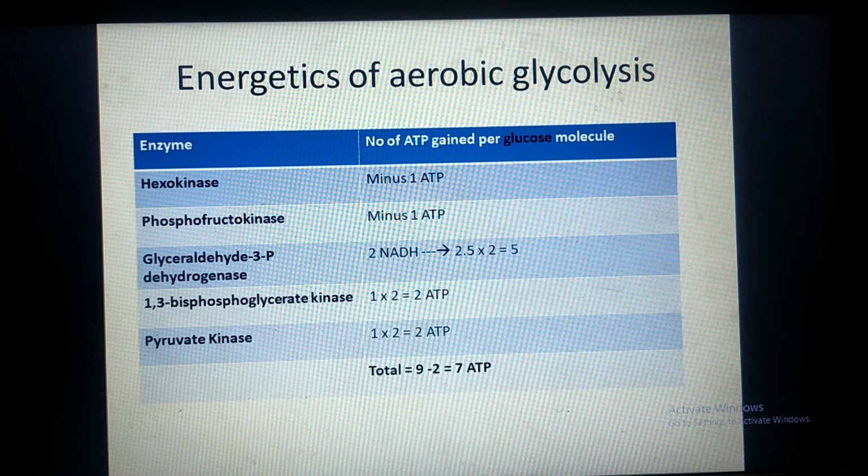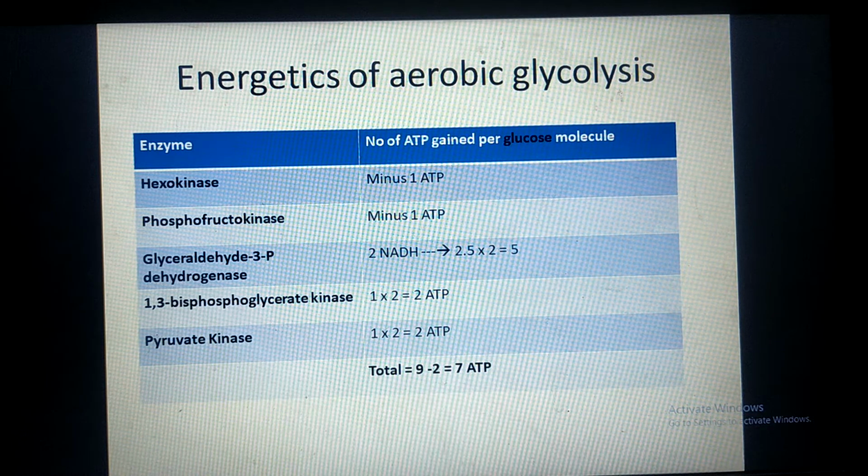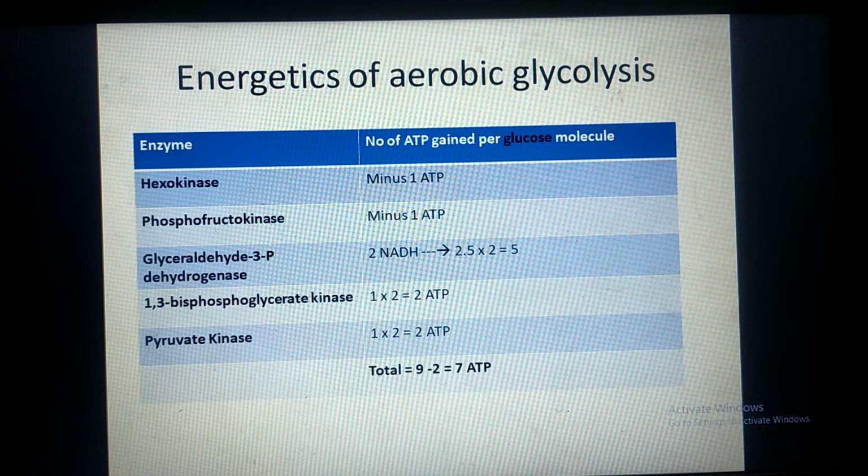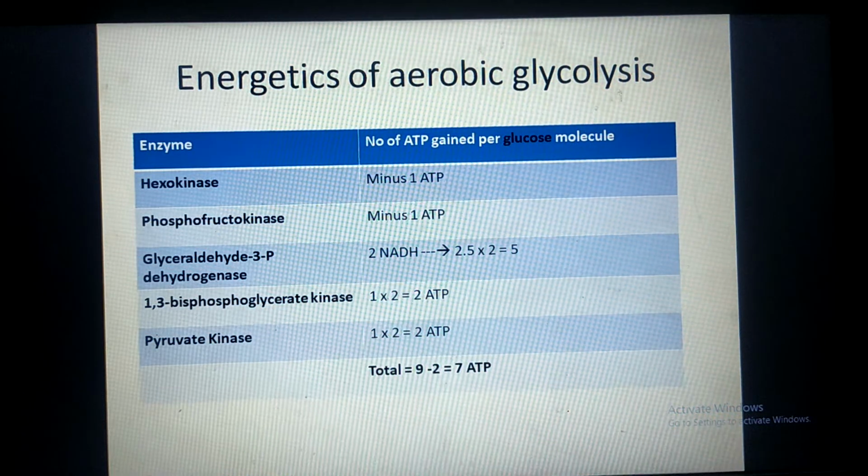So in this way, if you calculate, total 9 ATPs are formed. 5 ATPs are obtained from NADH molecules and 4 ATPs are obtained from substrate level phosphorylation, out of which 2 ATPs are utilized for the initial phosphorylation of the substrate by enzymes hexokinase and phosphofructokinase. So the net gain of 7 ATPs takes place in aerobic glycolysis.